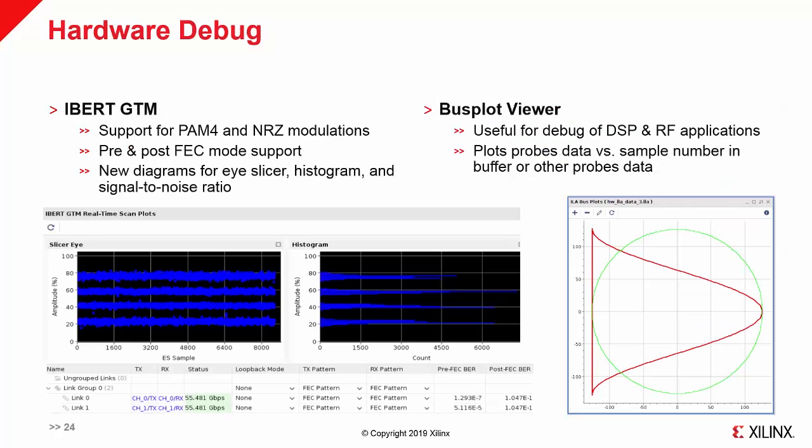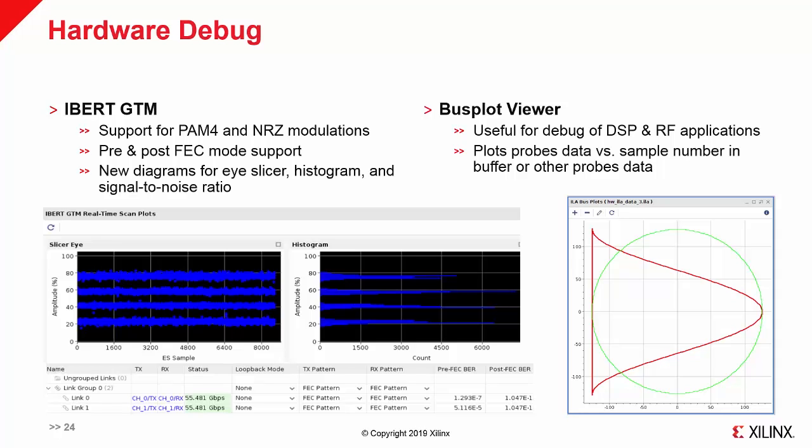The GTM transceiver in the UltraScale Plus devices support line rates between 9.8 gigabits per second and 58 gigabits per second, using PAM4 and NRZ modulations. In 2019.1, the IBERT design for the GTM and the Vivado Serial I/O Analyzer now support these capabilities and provide new plotting features for the eye scan, histograms, and signal-to-noise ratio information for each different link. In addition, there's forward error correction support for the PAM4 and 160-bit data width mode and the internal PRBS patterns. There's no FEC supported for NRZ.